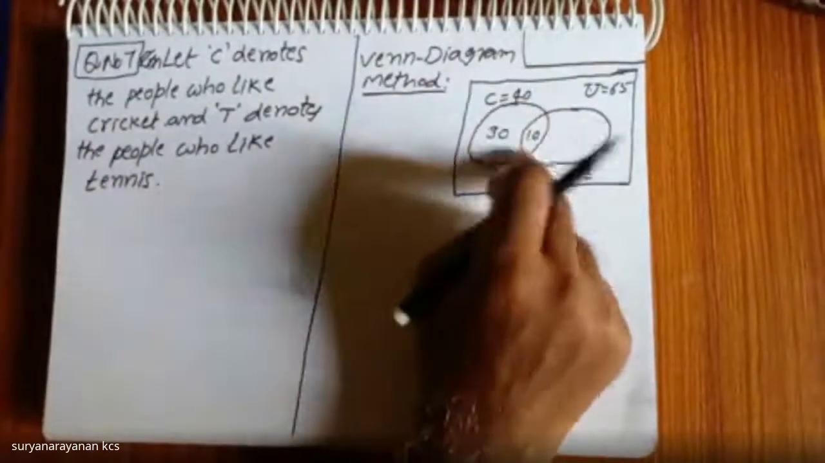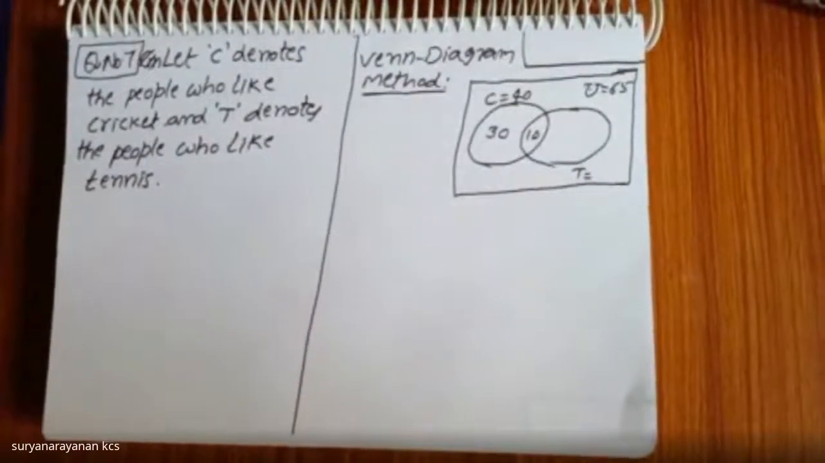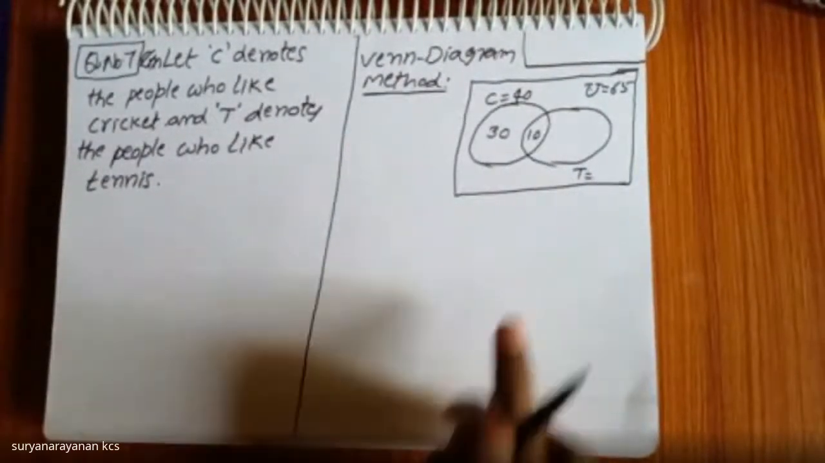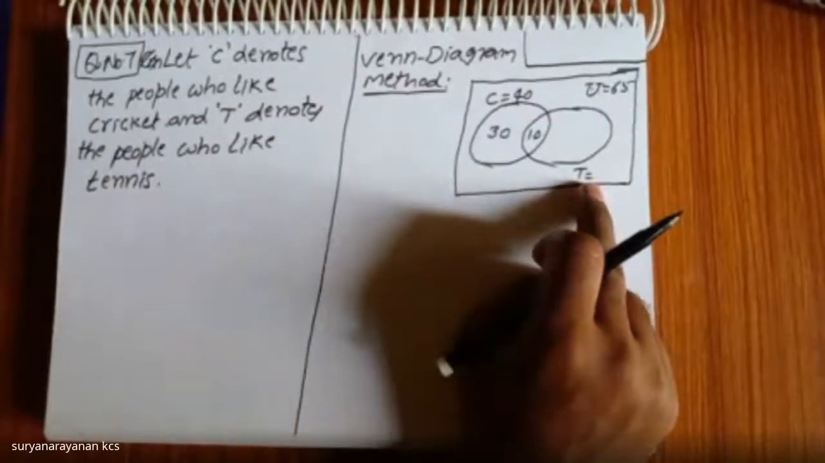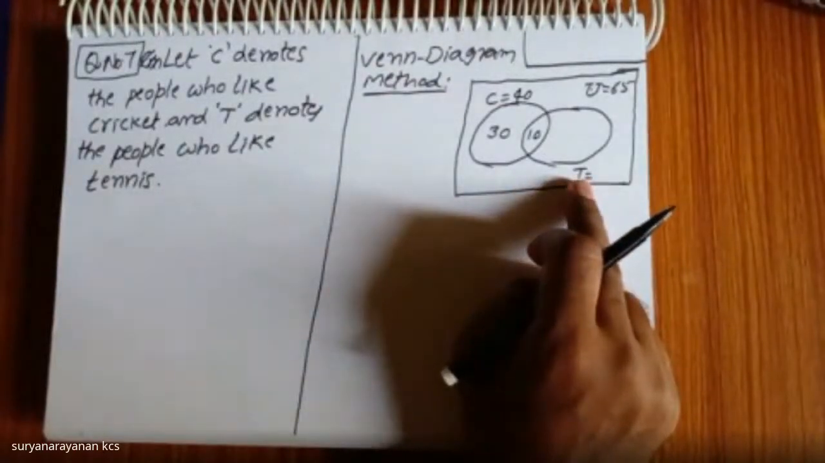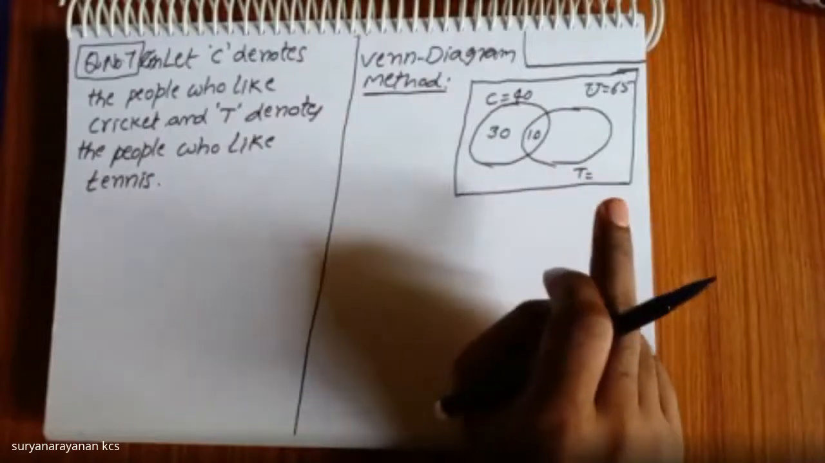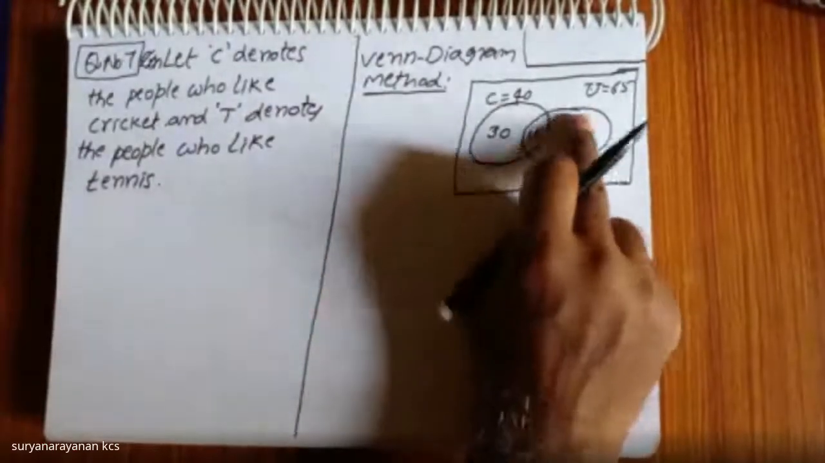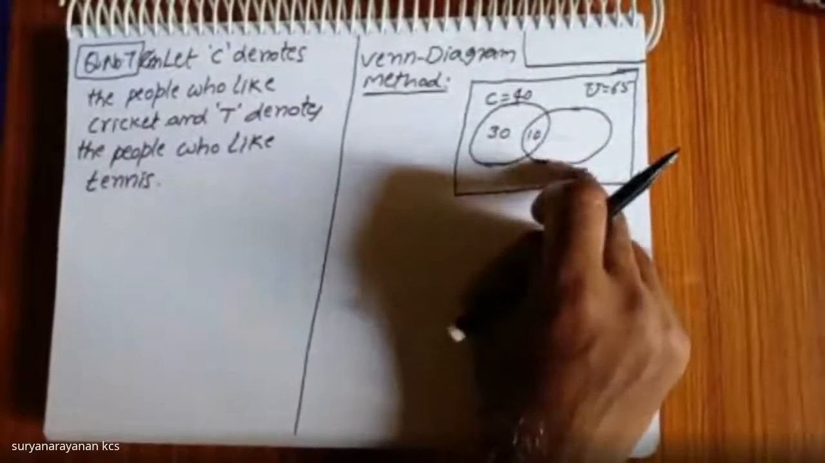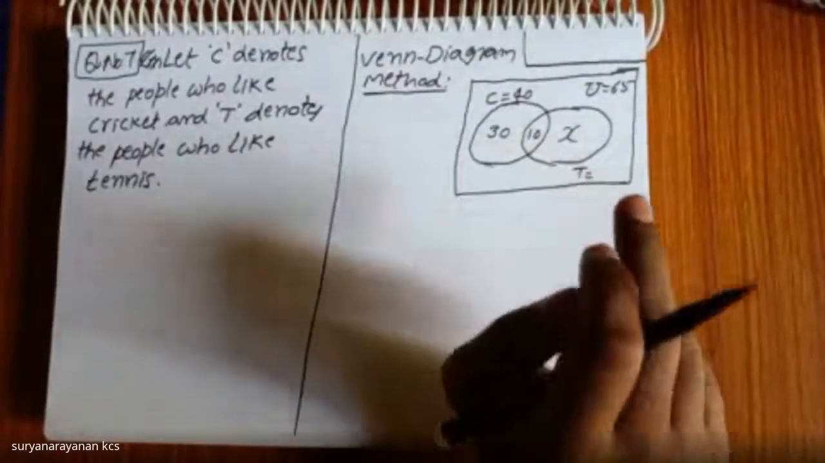Now come to this circle. In this circle, they did not give any information. Have they given any information about the people who like tennis? That was not given. So we don't know the numerical value in this area. Let us consider this is x.